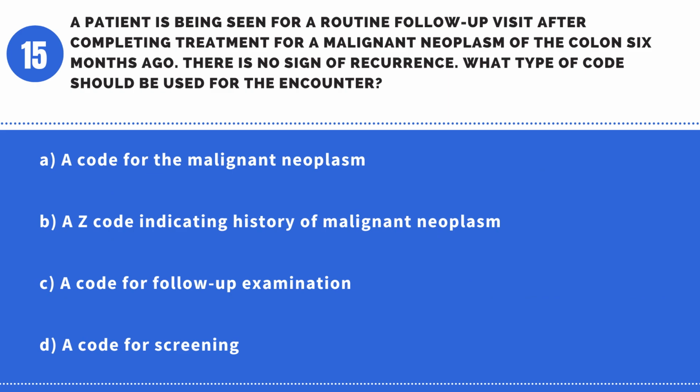Question 15. A patient is being seen for a routine follow-up visit after completing treatment for a malignant neoplasm of the colon 6 months ago. There is no sign of recurrence. What type of code should be used for the encounter? A. A code for the malignant neoplasm. B. A Z code indicating history of malignant neoplasm. C. A code for follow-up examination. D. A code for screening.